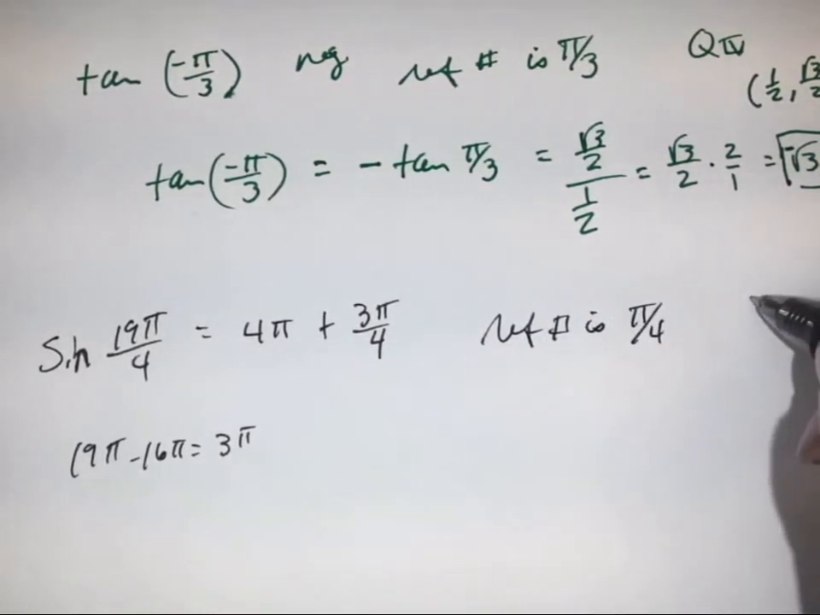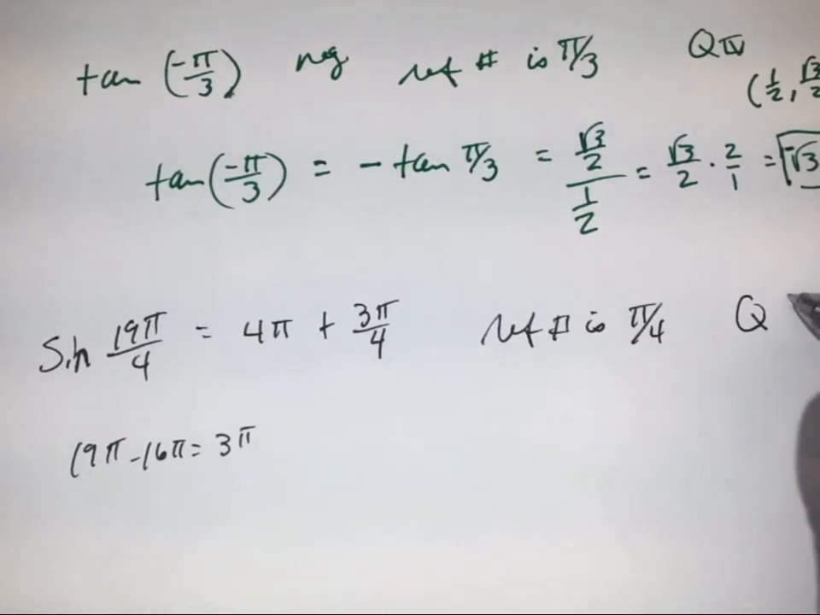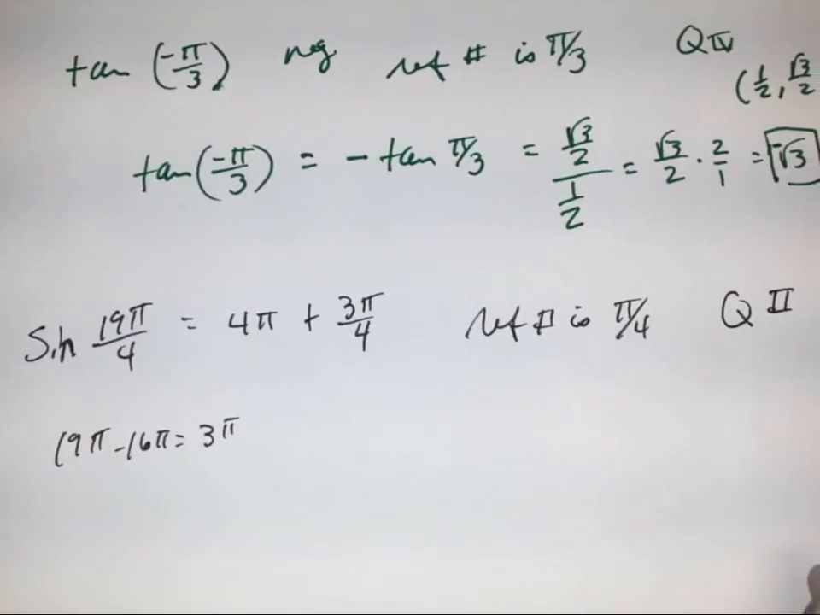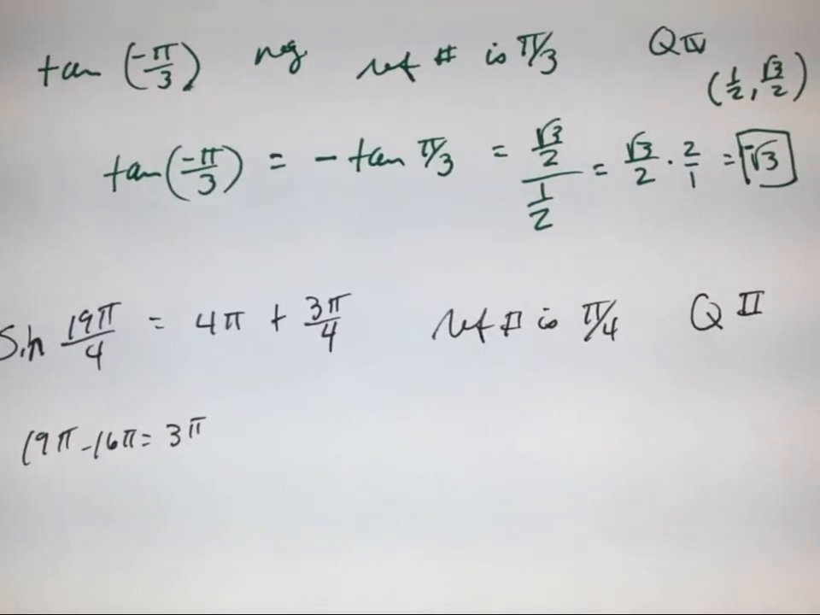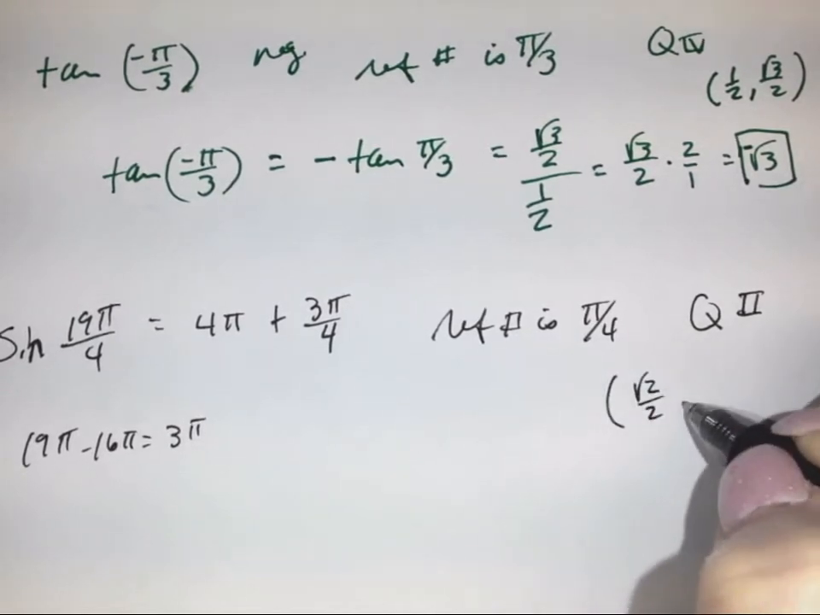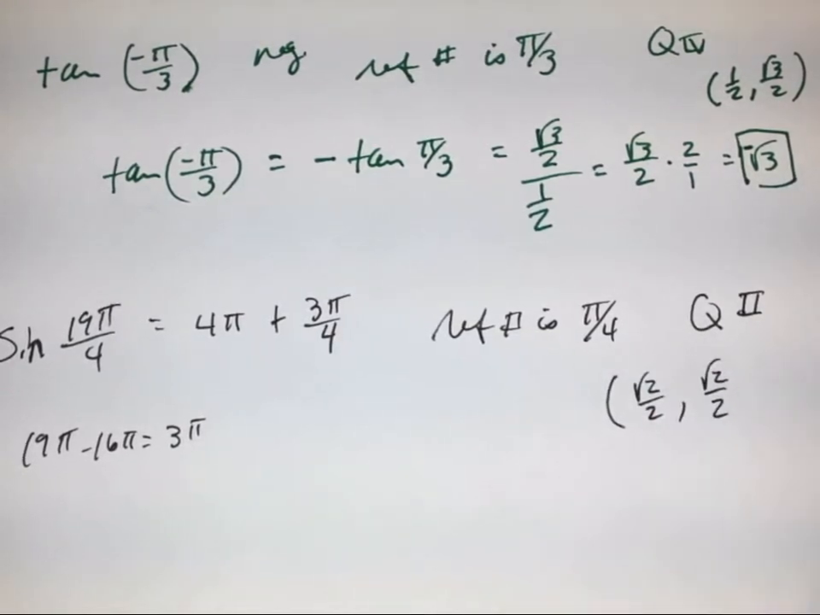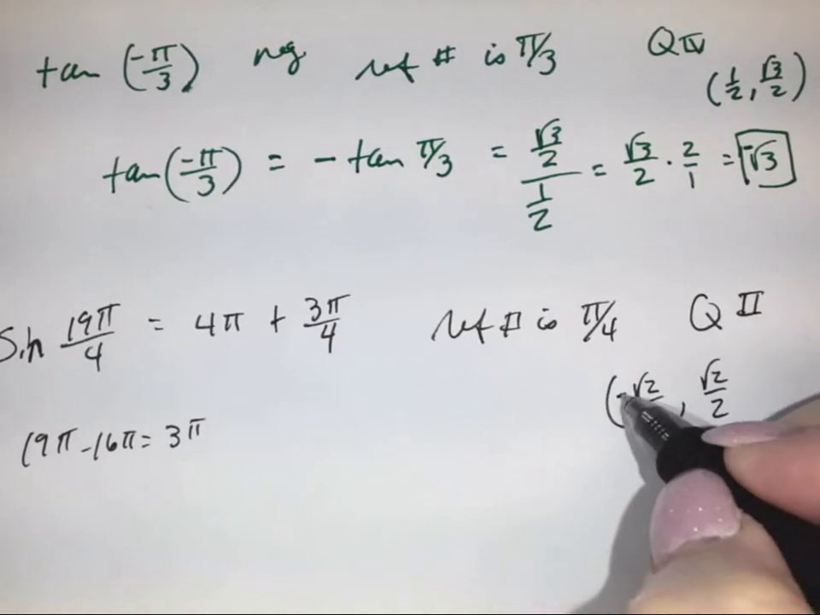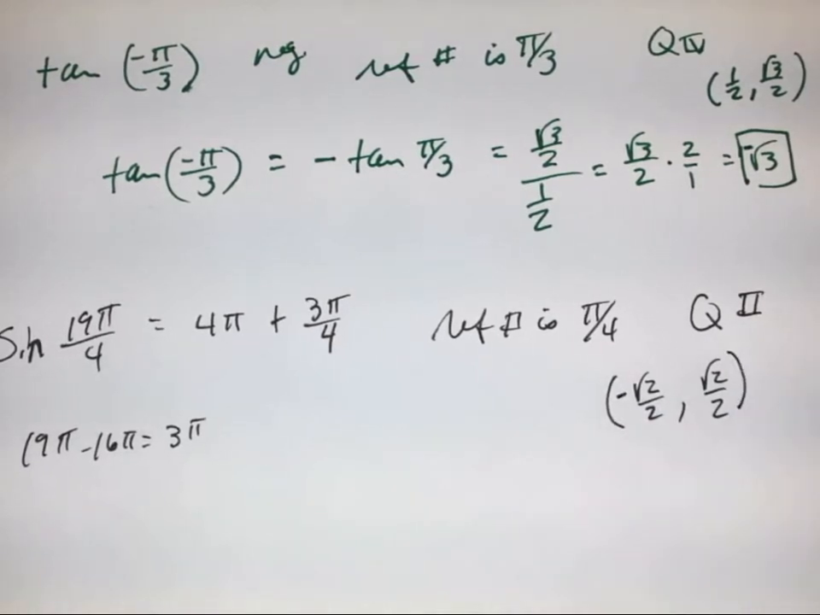And we know that we're landing in quadrant 2, because that's where we ended up when we were using our unit circle to find it. So the terminal point will be square root of 2 over 2, square root of 2 over 2, but because it's in quadrant 2, this will be negative.